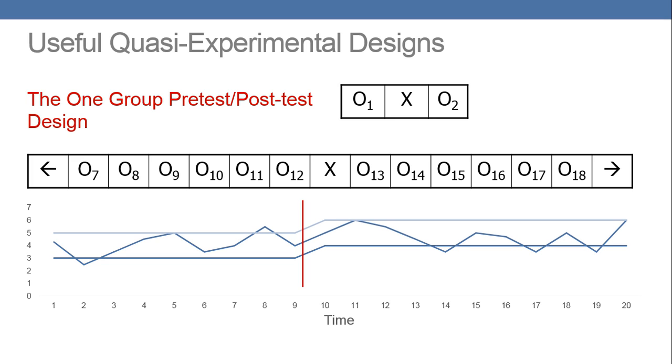The way this would actually look for quality improvement would be a process control chart, which is what I'm showing you here. And the idea being that each of the time points along the bottom of the graph relate to an observation point in the pre-test, post-test schema. And the red line relates to the X, which is the moment of intervention.